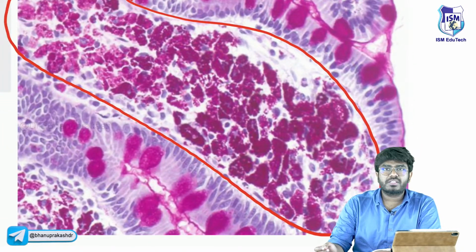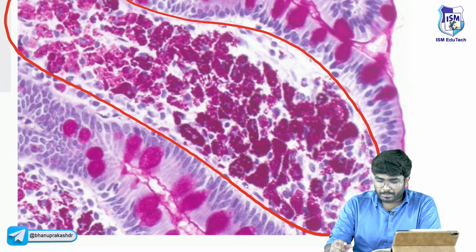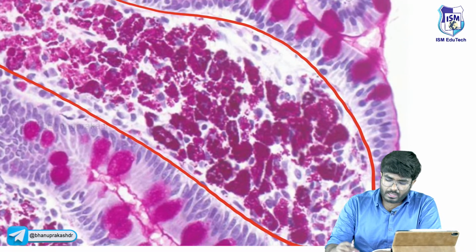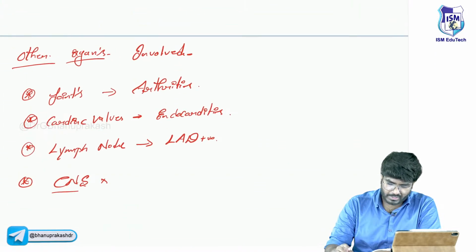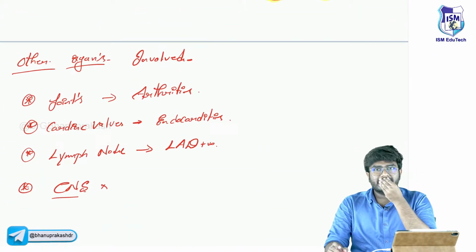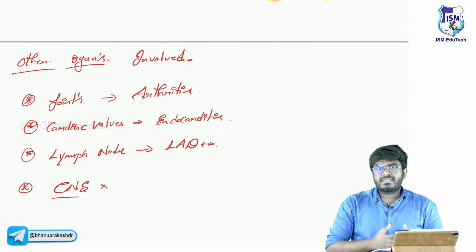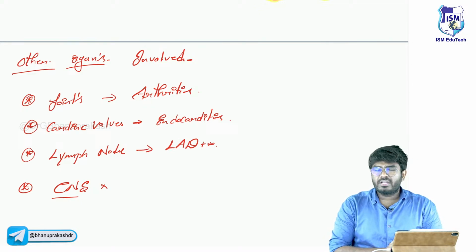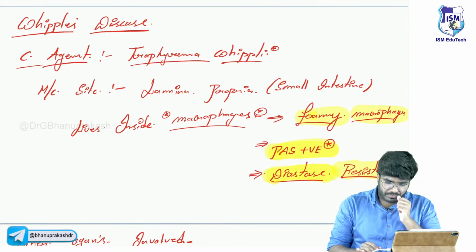And what is this? PAS positive, diastase resistant organism seen inside the macrophages in the lamina propria. So this is Tropheryma whippelii. Okay, Tropheryma whippelii. So it's not just intestinal involvement; CNS involvement, heart involvement, joint involvement, and lymph node involvement can be seen with this Tropheryma whippelii.